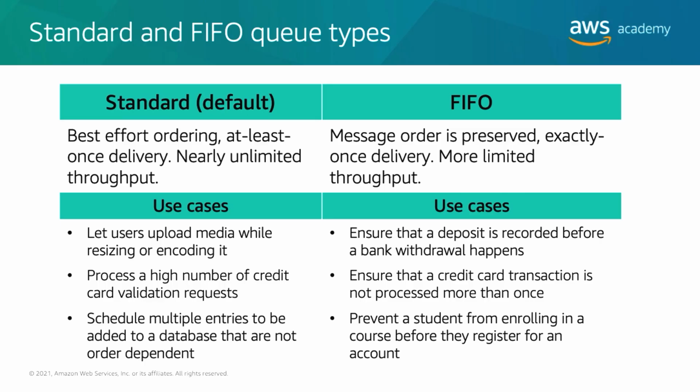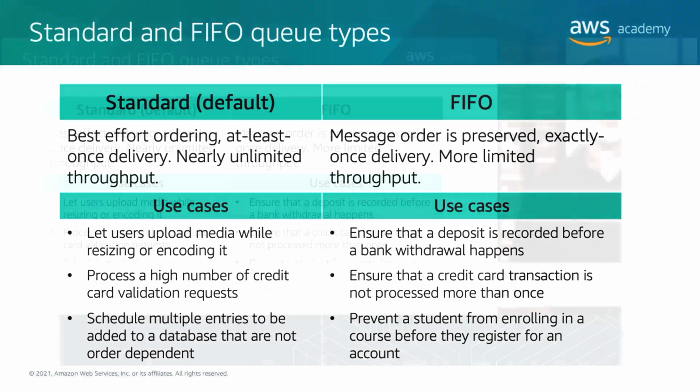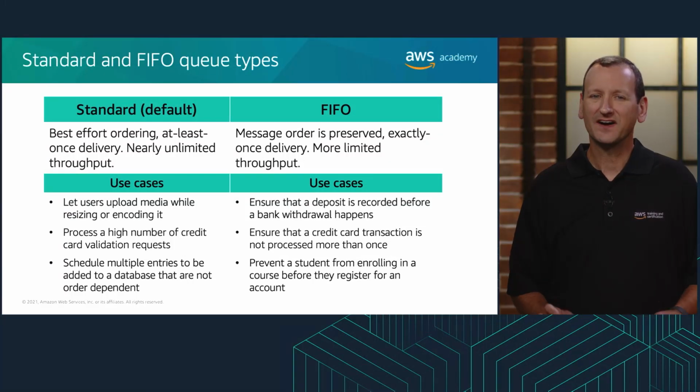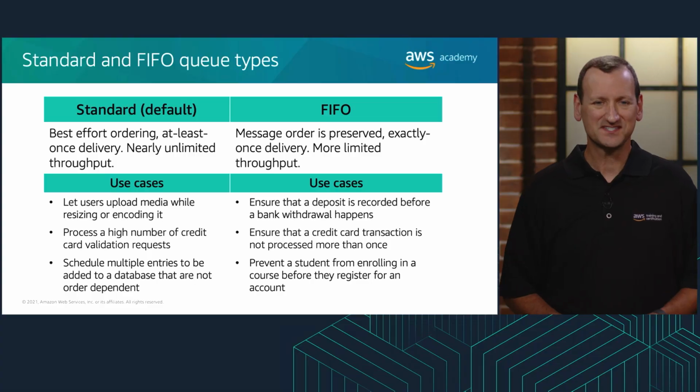First in, first out, or FIFO queues are designed to enhance messaging between applications when the order of operations and events is critical, or where duplicates can't be tolerated. FIFO queues also provide exactly once processing, but they have a limited number of TPS. The next section provides more information about queue type distinctions.